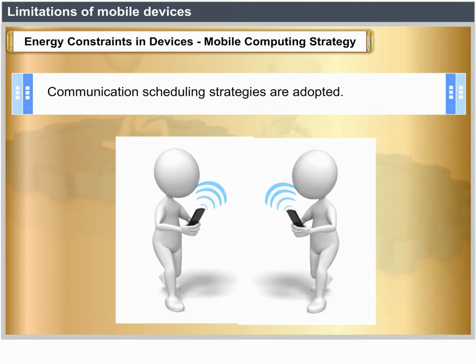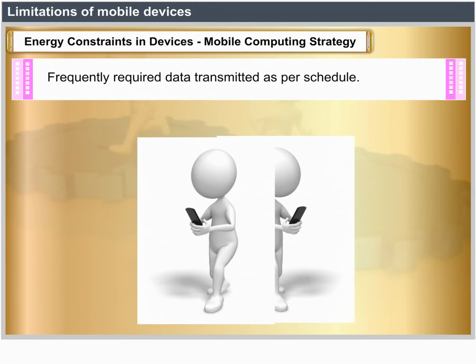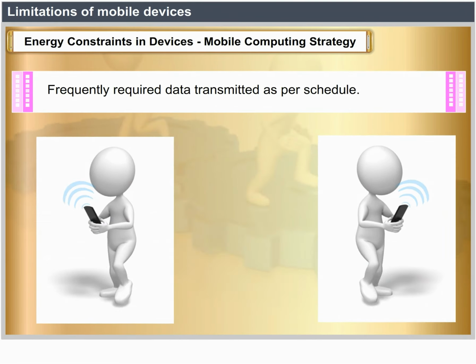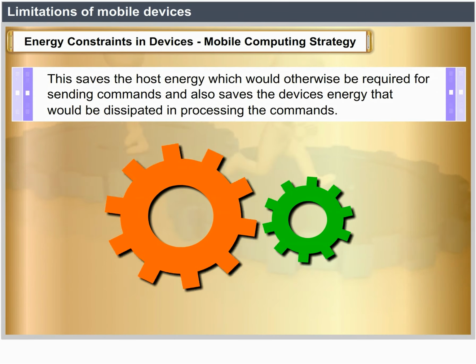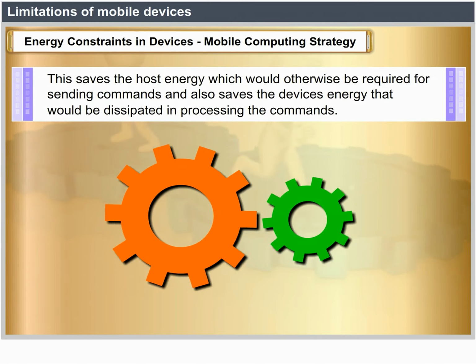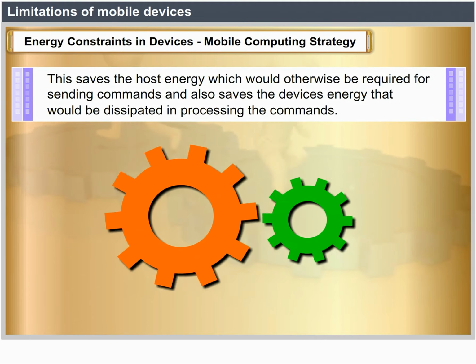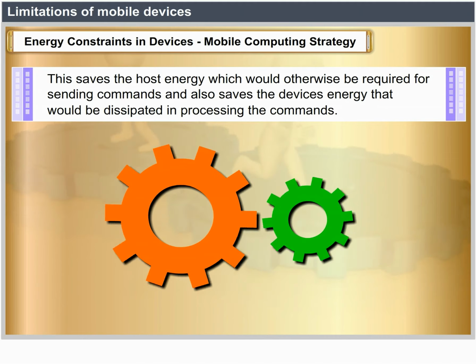Communication scheduling strategies are adopted. Frequently required data is transmitted as per a schedule. This saves the host energy which would otherwise be required for sending commands and also saves the device's energy that would be dissipated in processing the commands.